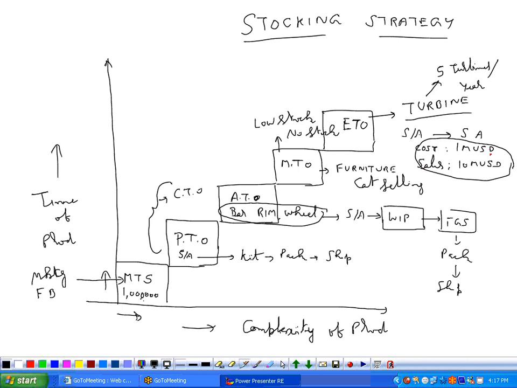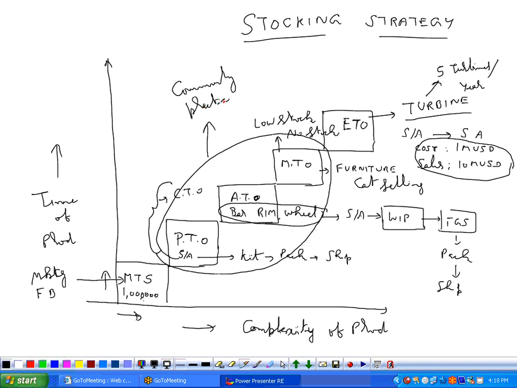So, in an industry, what happens? You may follow any of these stocking strategies. Normally, you can see these three: PTO, ATO, and MTO. These types of strategies are very common, commonly available, commonly practiced in an industry.